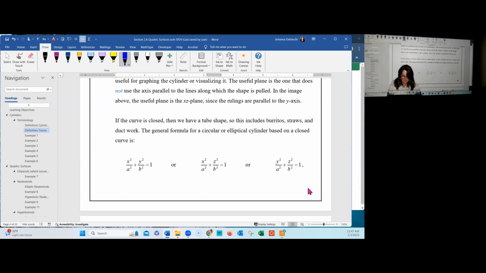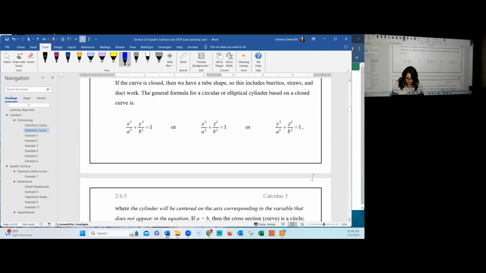So what does this look like? Now, these would be closed because they're based on an ellipse or circle if a squared and b squared are equal. So these have a tube shape, which would include, well, straws, burritos, pipes, all of those kinds of things, ductwork, right? So those would be your circular or elliptical cylinders.